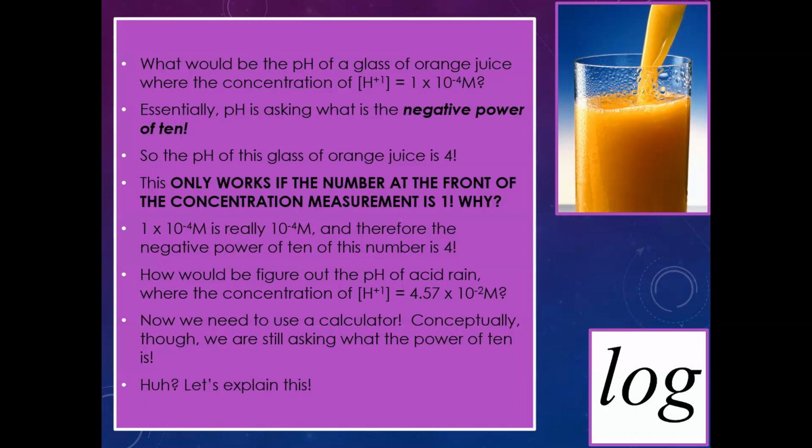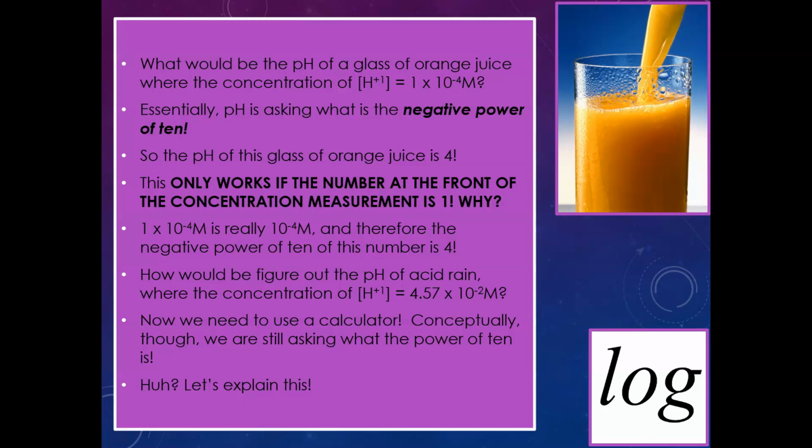I'm going to be putting that in my calculator. I'm going to do negative log base 10 of 4.57 times 10 to the negative 2, and what you get is 1.34. So that tells me my pH value is about 1.3.